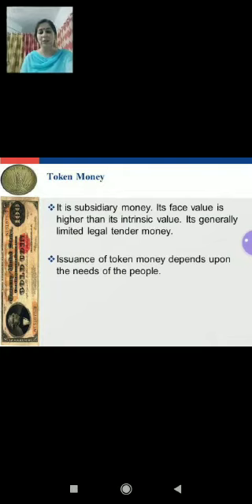So the currency note refers to the paper money, okay, and token money refers to the coins whose face value is higher than that of intrinsic value, right children? For example, you see the coins of 50 paisa, 1 rupee coin, 2 rupees coin, 10 rupees coins. Yes, their face value is higher, but their intrinsic value, that is the metallic value, is low, right children?